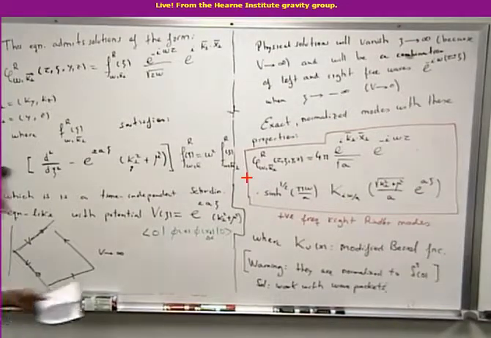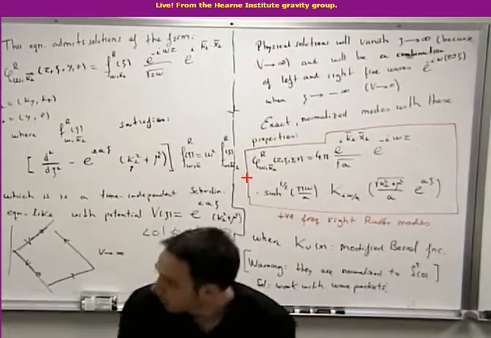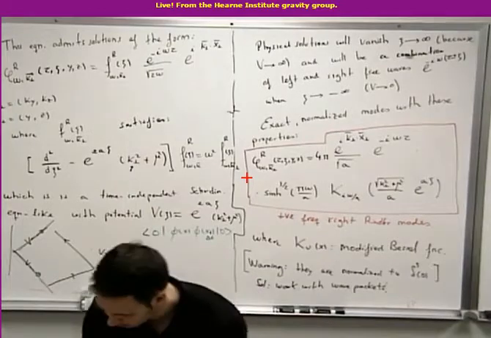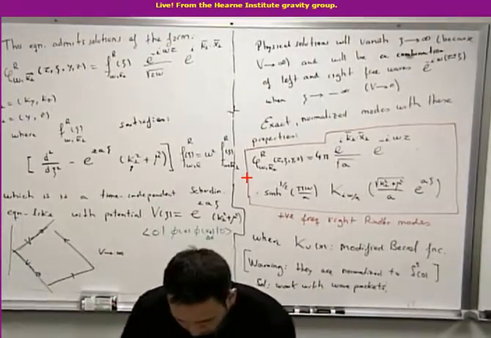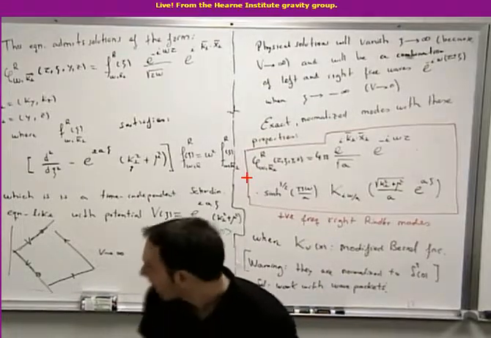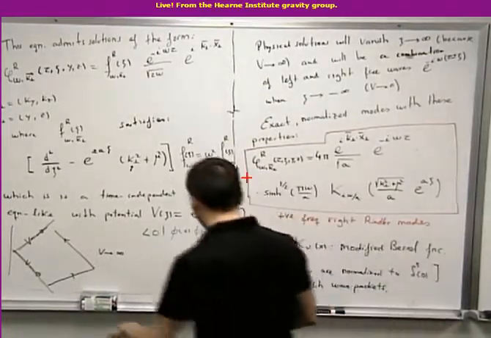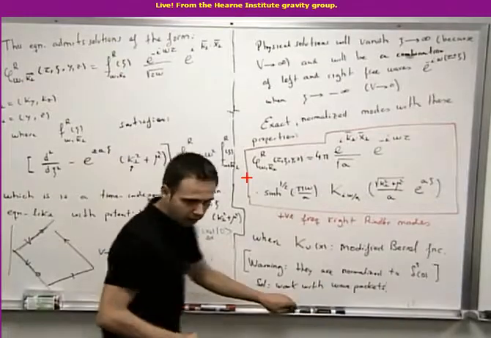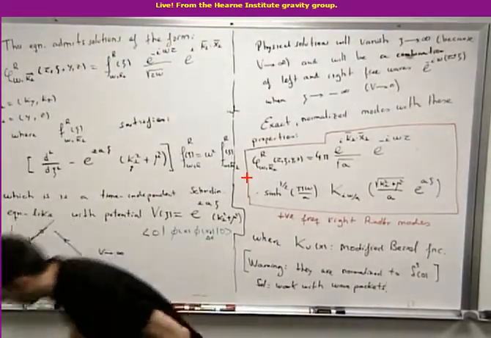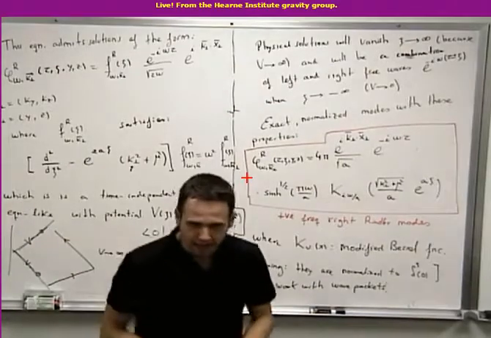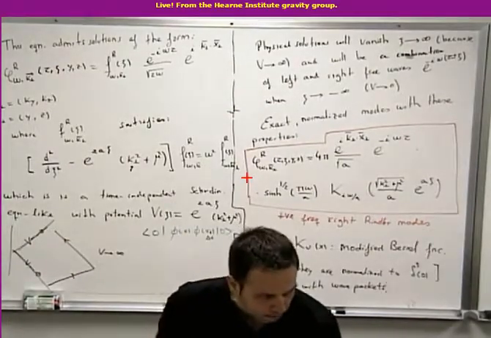Okay, so let's keep going with the Unruh effect. Last day we were starting with the Unruh effect, in particular describing the geometry associated with accelerated observers in Minkowski spacetime.